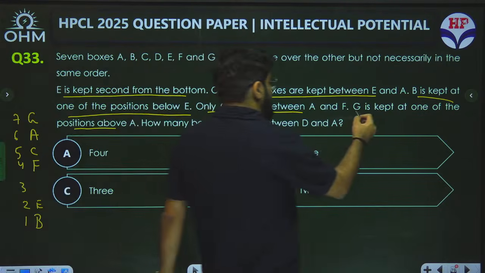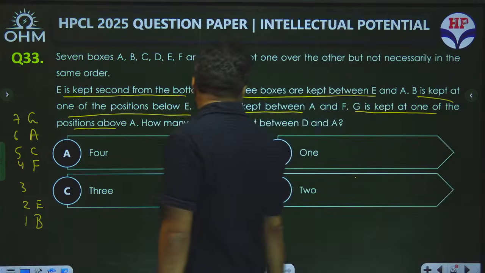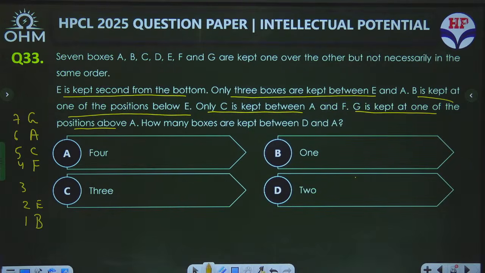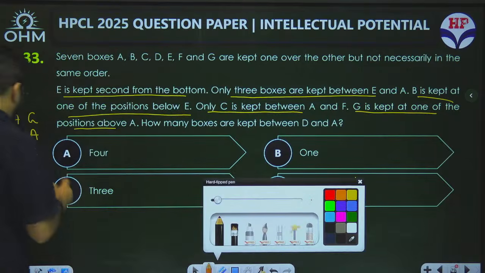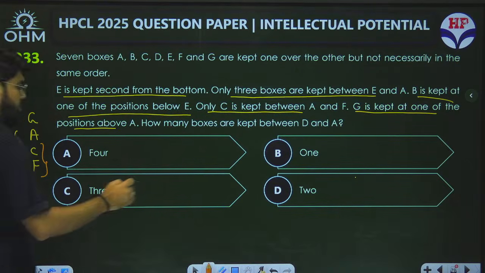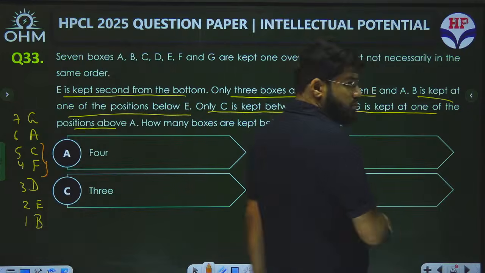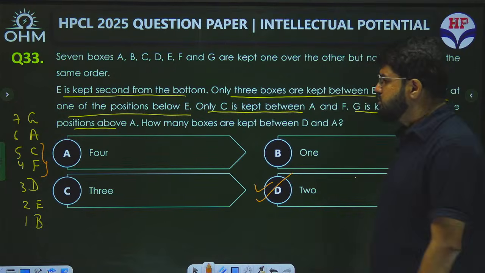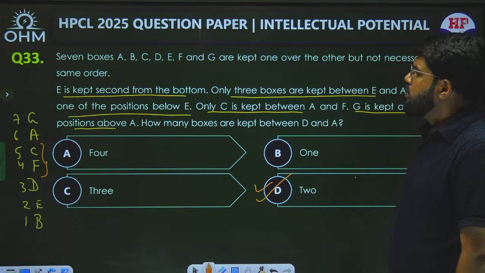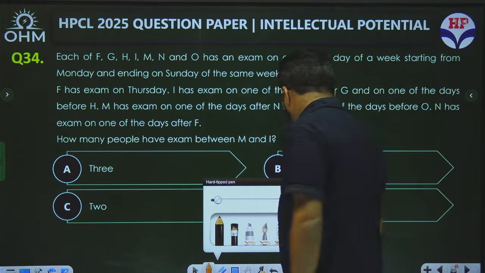Now finish. How many boxes are kept between D and A? D is the only one left. Between D and A, how many boxes are kept? It is 2. How many boxes between D and A? It is 2.